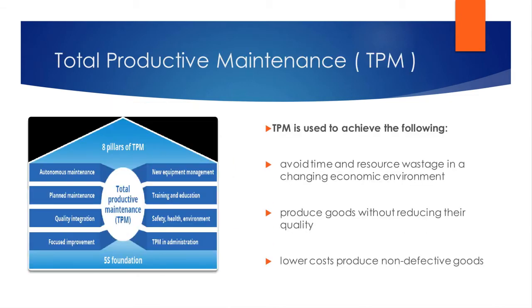This is a maintenance philosophy that utilizes the skills of all employees and focuses on improving the overall effectiveness of the business by eliminating waste. TPM is used to achieve the following. Avoid time and resource wastage in a changing economic environment. Produce goods without reducing their quality. Lower costs. Produce non-defective goods.